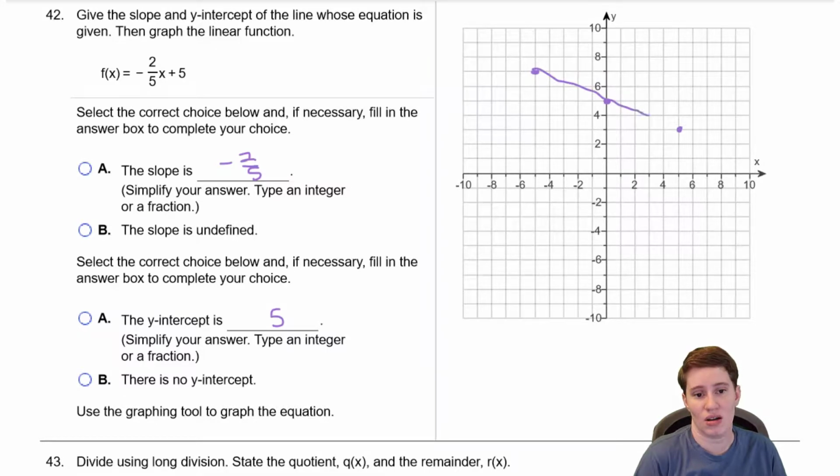Drawing lines on a writing tablet, for me at least, is super tricky. So this is actually one of my better attempts at drawing a line. So you're welcome.